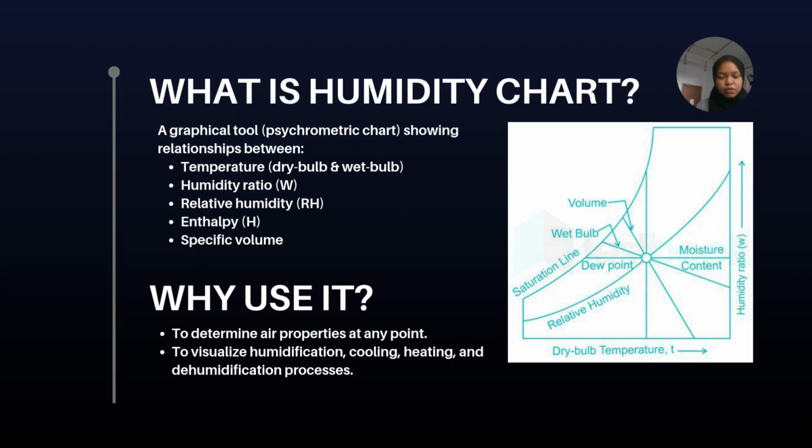For this part, we will be talking about the humidity chart. What is a humidity chart? Basically, the humidity chart, also known as the psychrometric chart, is a graphical tool showing the relationship between those key concepts we said earlier. Why do we use it? We use it to determine air properties at any point and also to visualize humidification, cooling, heating, and dehumidification processes.